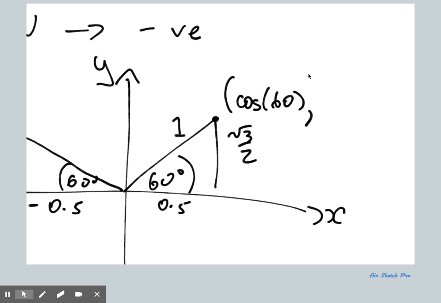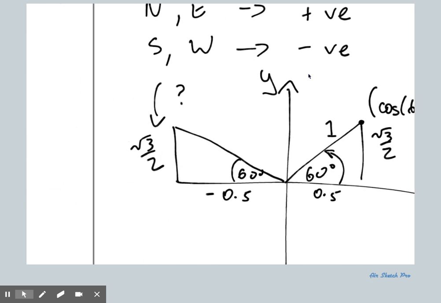√3/2, the y distance, was just the sine of 60 degrees. So it's a coordinate point, now utilizing our understanding of the angle away from the x-axis. Okay, so the angle away from the x-axis is 60 degrees, and therefore this coordinate is cos 60, sine 60. The x distance traveled and the y distance traveled.